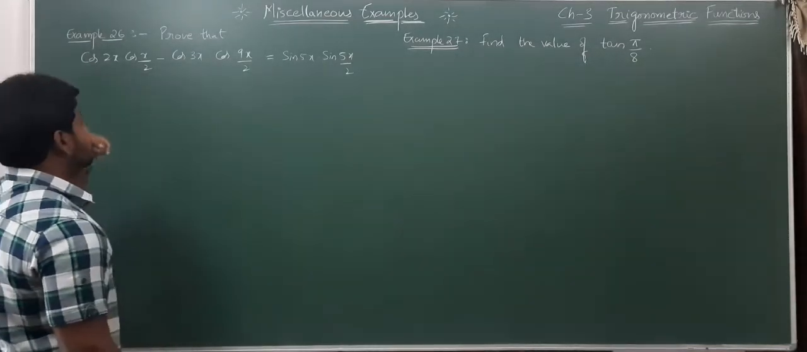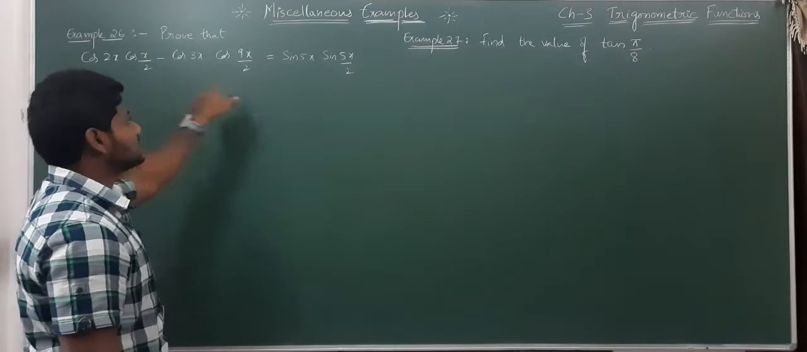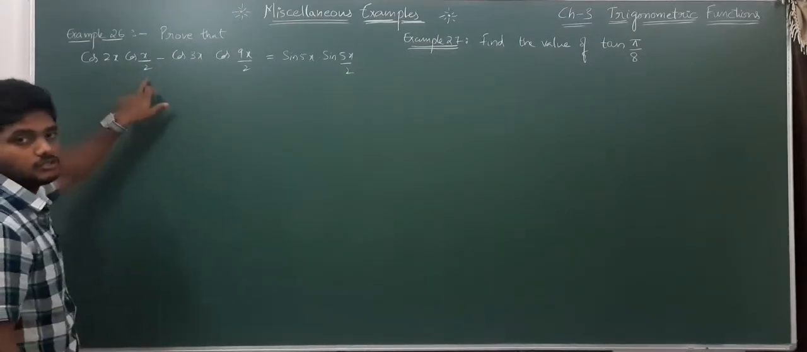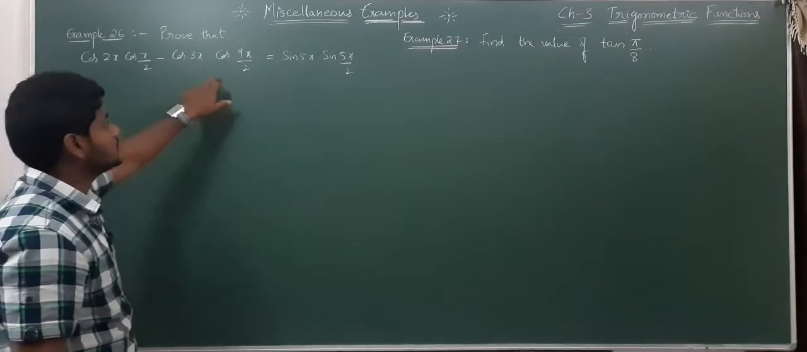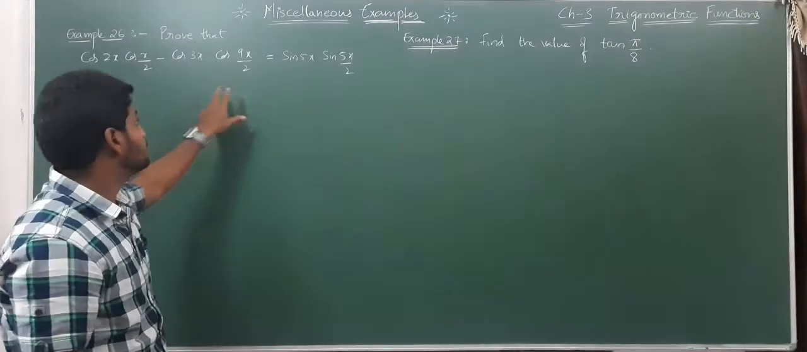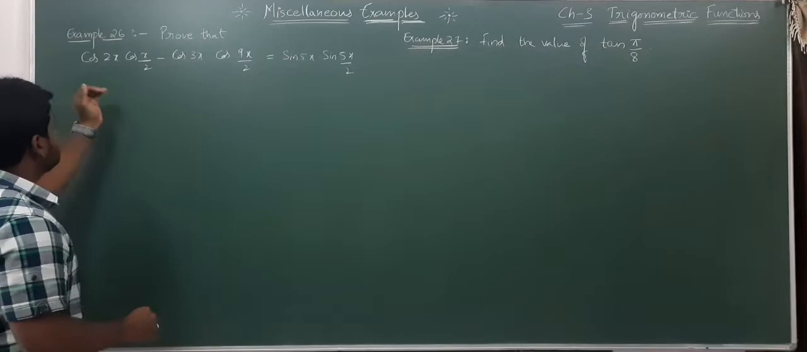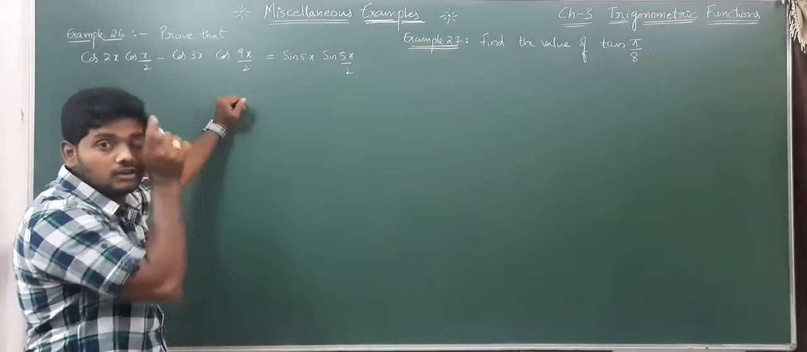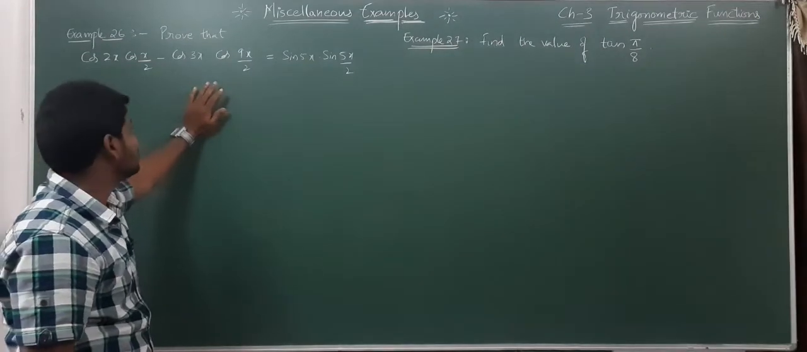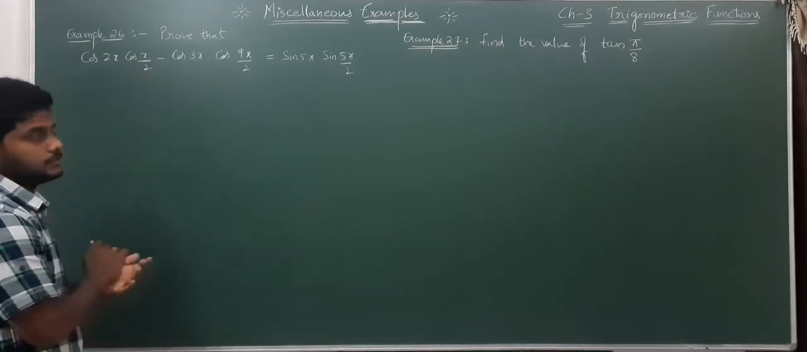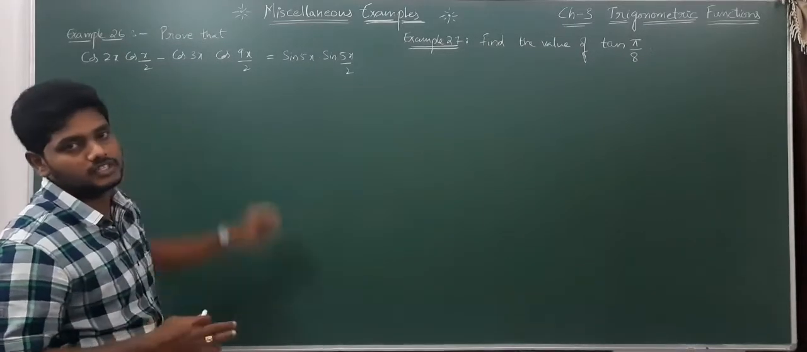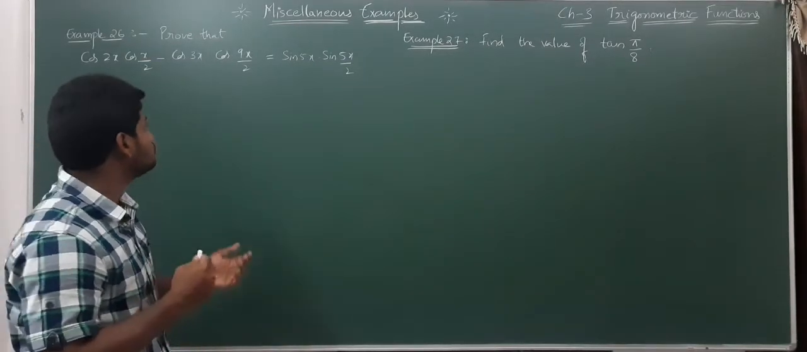Question number 26. Prove that this LHS equals RHS. If you observe this, LHS is in the form of cos 2x into cos x by 2 minus cos 3x into cos 9x by 2. For example, if it is cos A cos B minus sin A sin B, then we have a formula for cos of A plus B. But if you observe, these two are constants, these two are constants, so there is no such formula for that. Then how to simplify that?